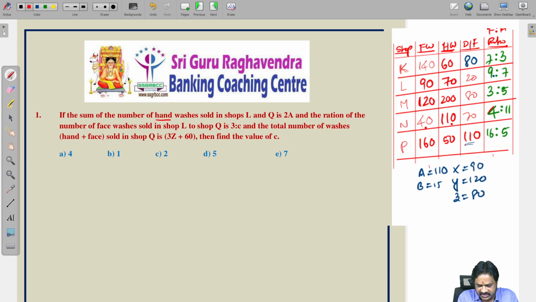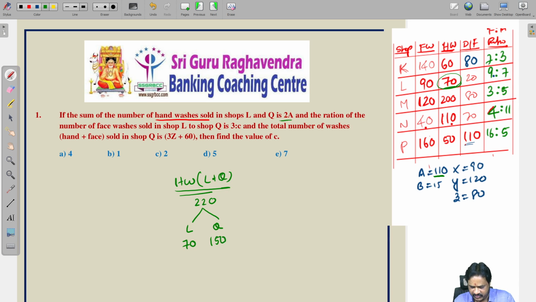Here what is given? Total number of hand wash by L and Q is 2A. What is A? 110. So, 2A means 220. Hand wash by L and hand wash by Q. But L hand wash is given 70. So, this is 70. Therefore, this will be 150.